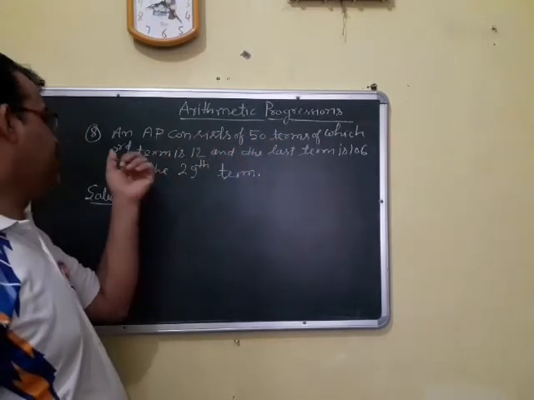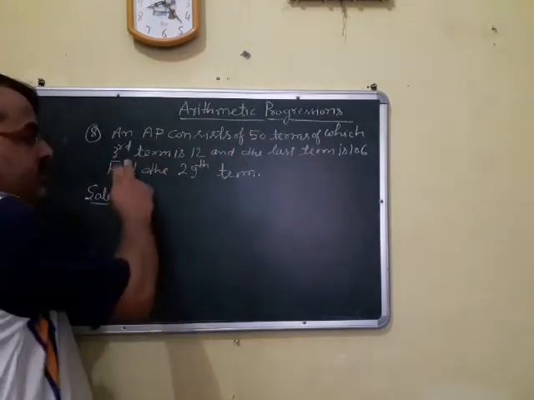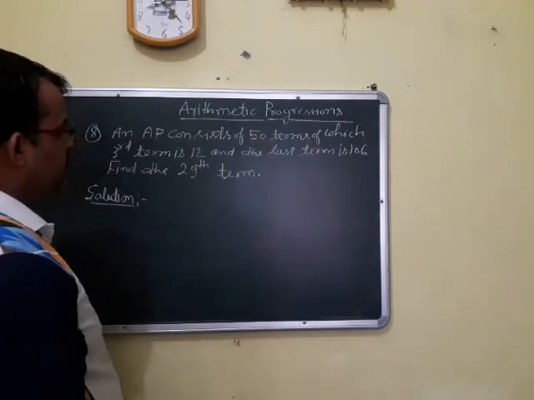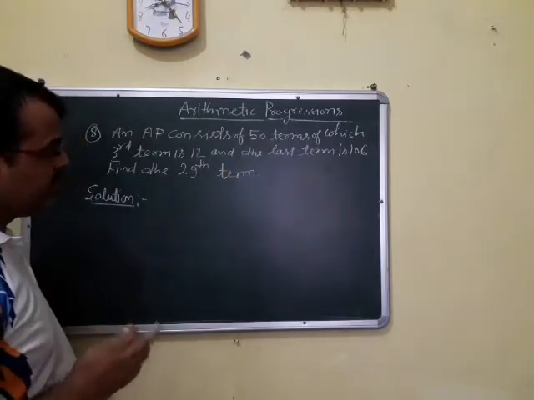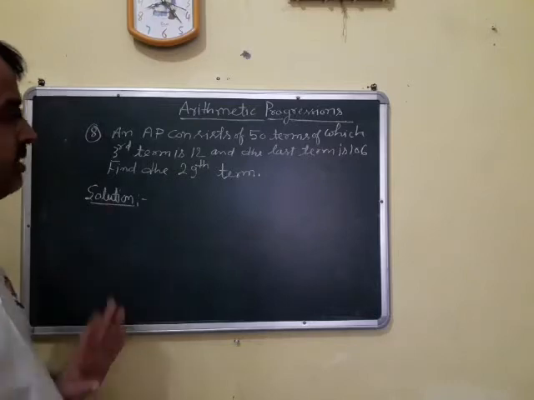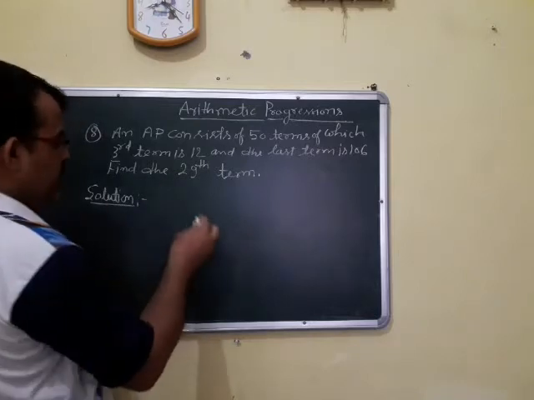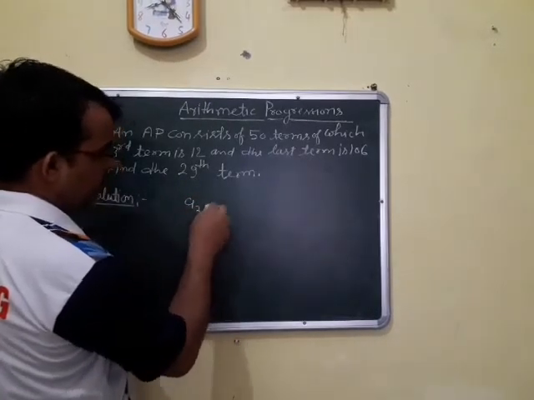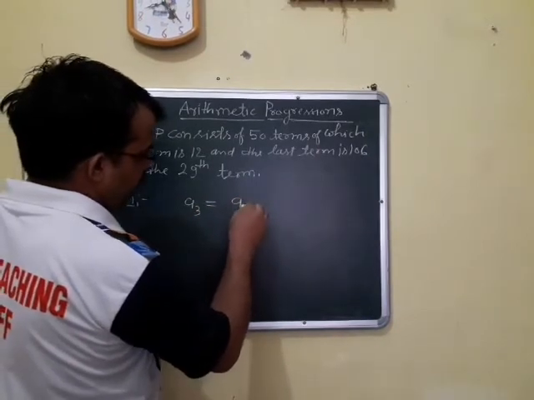In the question, we find the first term A and the common difference D. Clear? Then we find the 29th term. So you know that the third term is A3.